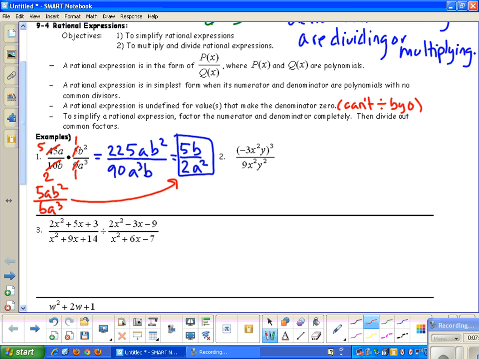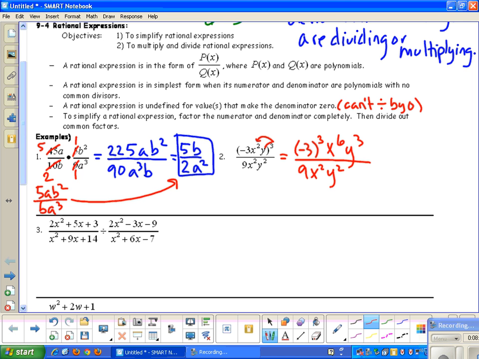Number 2, again, same thing. We have a polynomial divided by a polynomial. And notice that it's just being divided by one term. There's no addition or subtraction signs in between. So that means that I can use my properties of exponents. So we have negative 3 to the third power times x, and remember, you're multiplying these exponents when you're doing this. So x to the 6th, y to the third, divided by 9x squared, y squared.